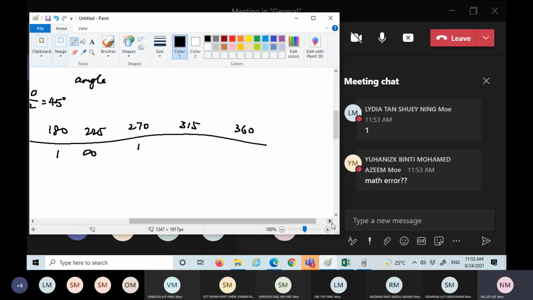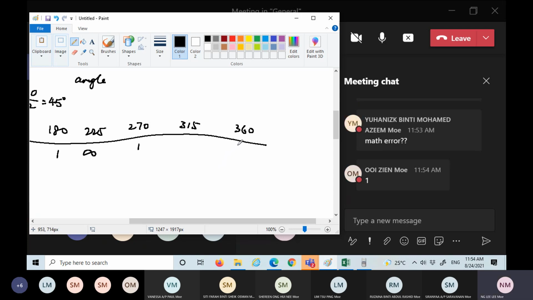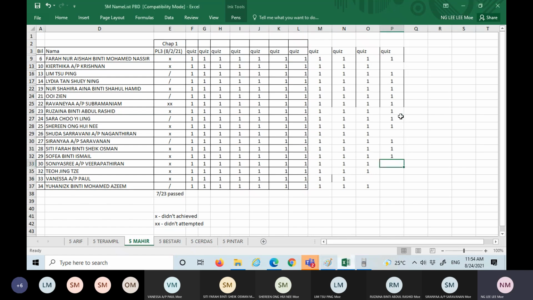Next, 2 more girls. Okay, after Lydia, Shahira and Wijen. Okay, come back to you already. Shahira, do 315 for the x, and then Wijen do x equals to 360. Okay, Wijen say for 360 is 1. Okay, I better give mark before I forgot.